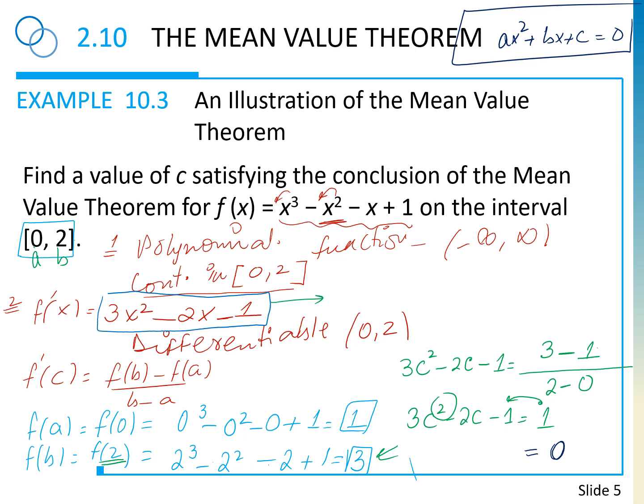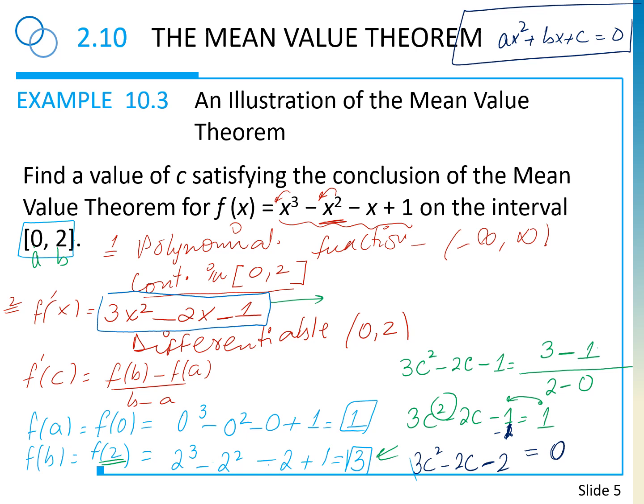Okay, so we will get plus 1 goes here becomes minus 1. So you will have 3c square minus 2c minus 1 gives us negative 2. Now go to the calculator and just check what factor you get. So a is 3, b is negative 2 and c is negative 2.